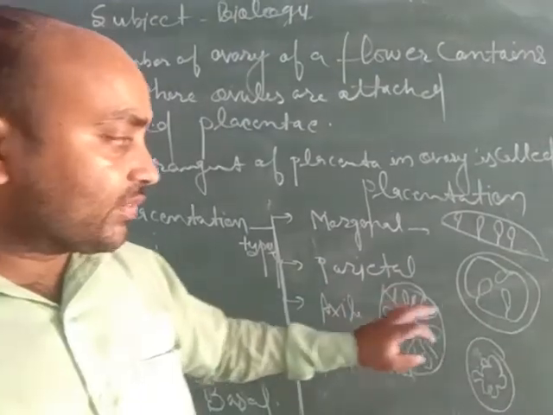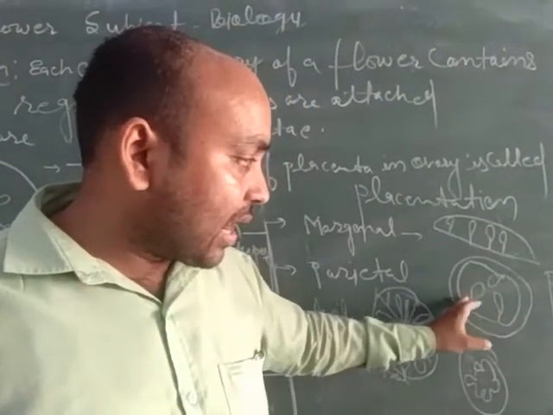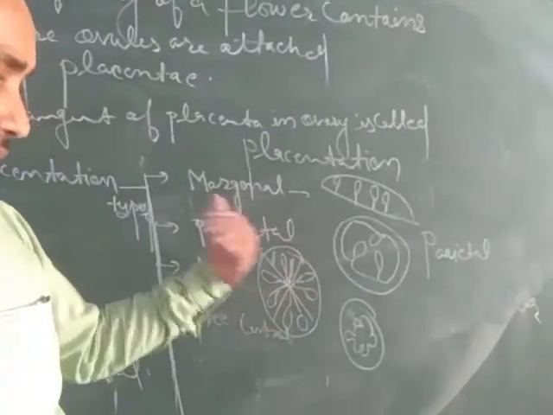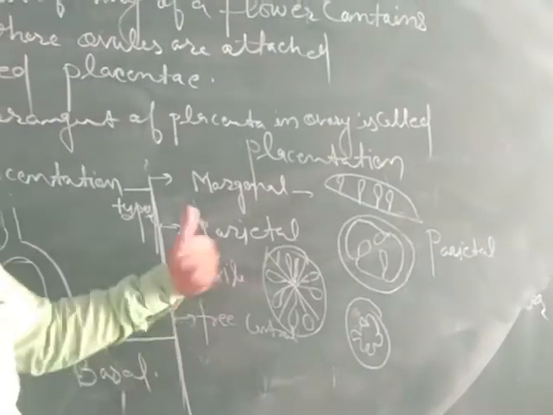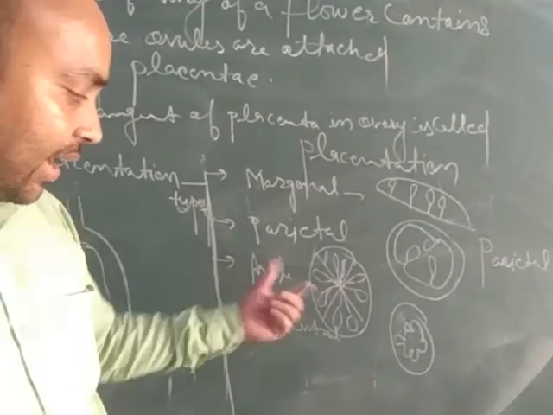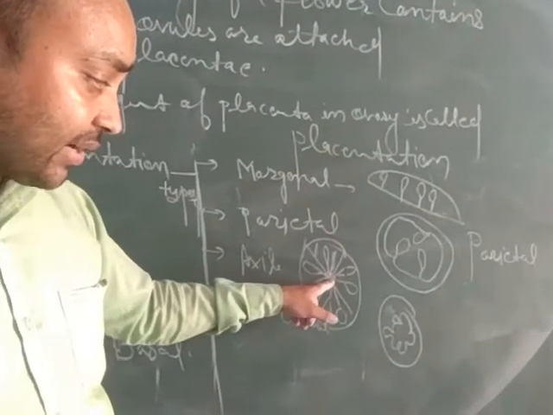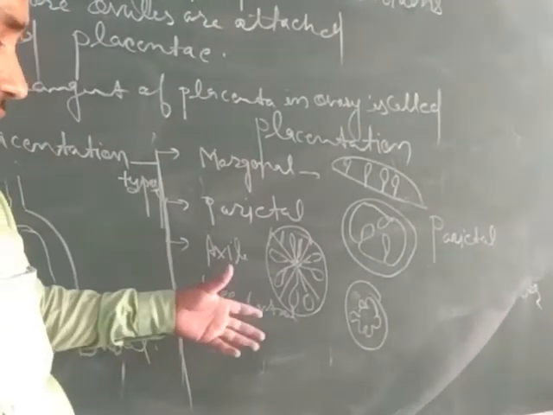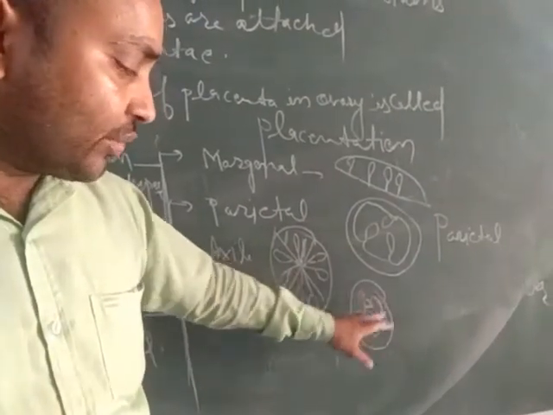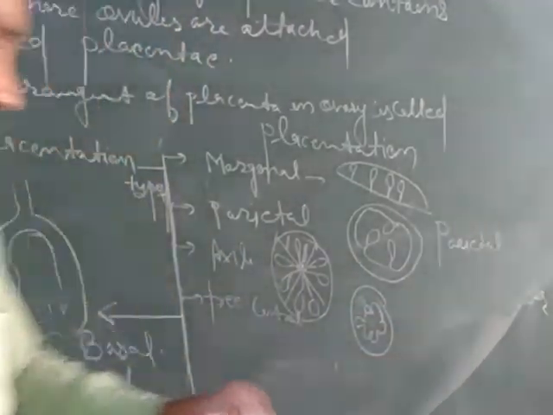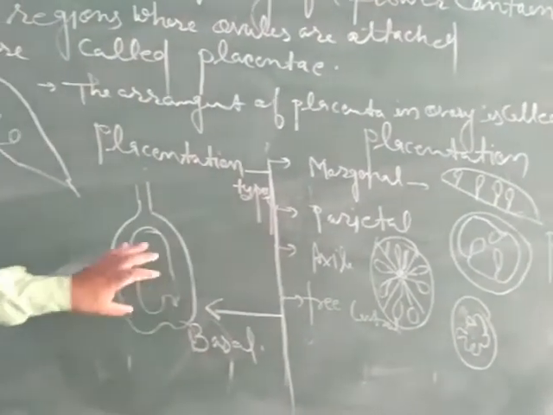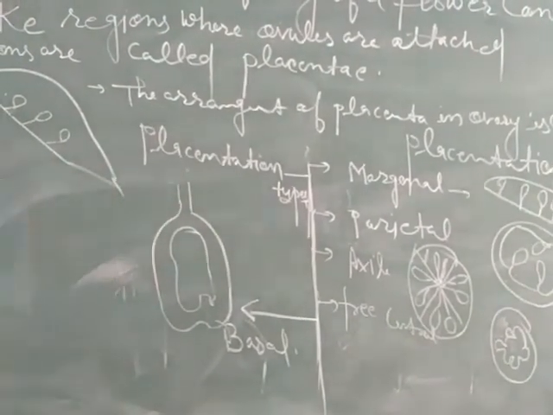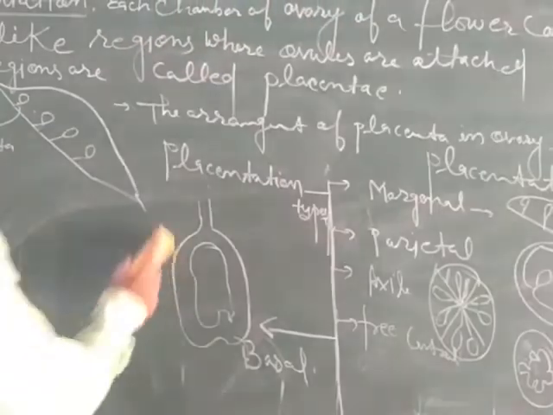In parietal condition, ovules are directed towards the center and their placentae are at the marginal, outer side. In axile condition, ovules are attached through the center with the help of placenta. In free central condition, ovules are free but not attached to the wall, only to the center. This is called free central condition. And in basal condition, ovules are attached to the base of the pod of the fruit. This is called basal condition.